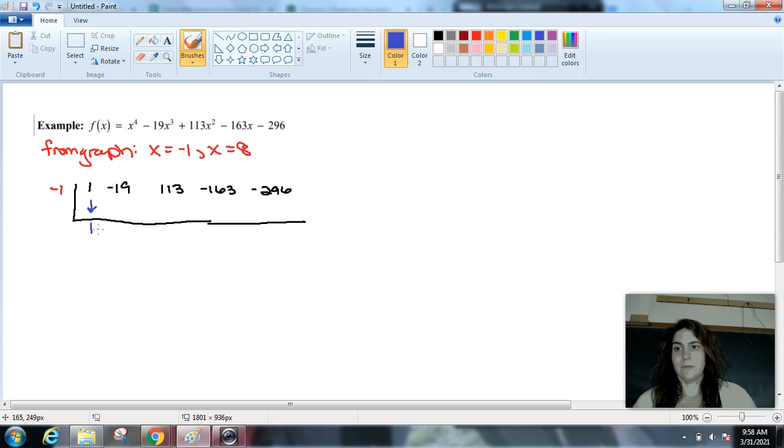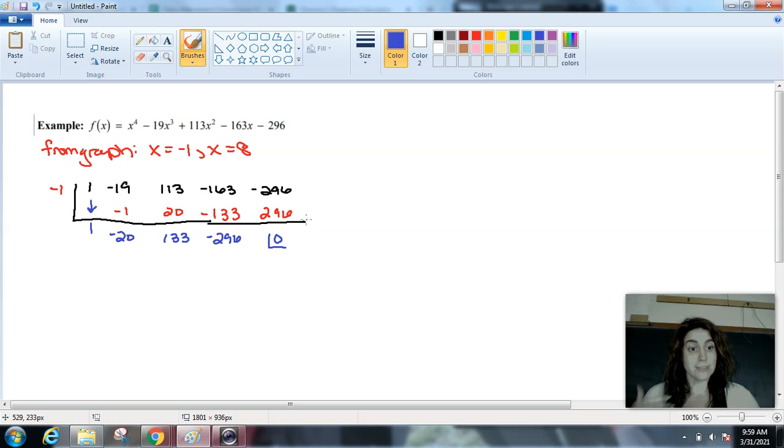So we drop down the 1, multiply. So real quick to go through this, right? -1 times 1 is -1. You add down, gets you -20. Multiply that. Now it's a +20. Add down, it is 133. Multiply it, you get -133. Add down, there's -296. Multiply it, it's a +296, and we get 0. Remember, that's what you want to have happen. That tells me it's a factor.